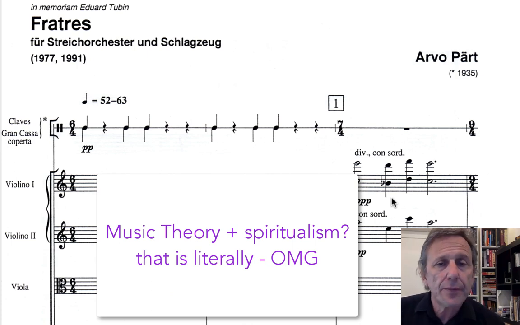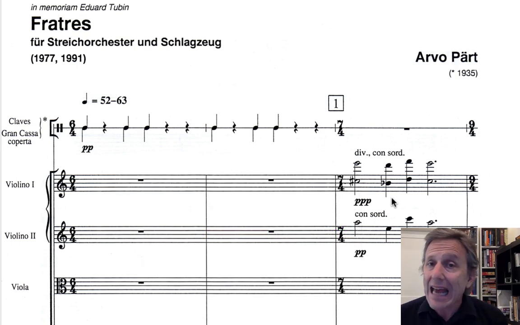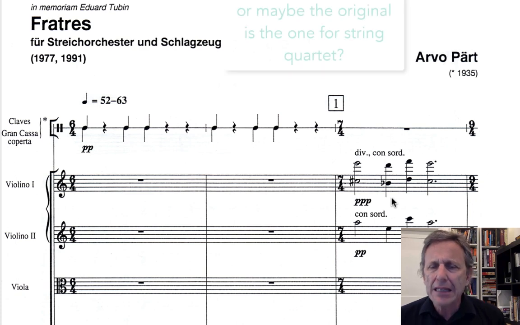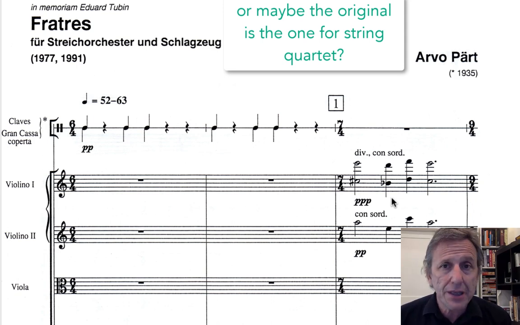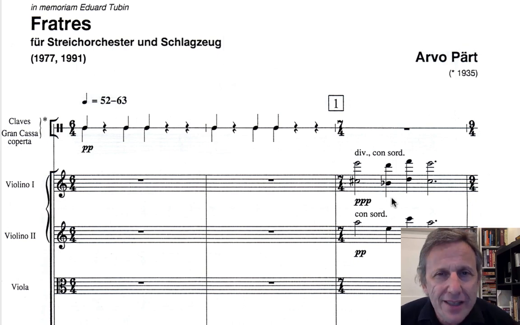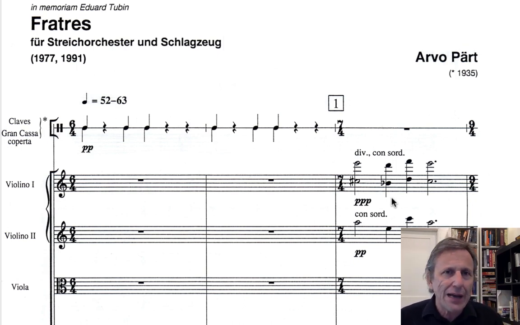So let's get started. Here's a score for Fratres, and I have to say there's lots of different pieces called Fratres, and we'll see why. This is, I think, the original, which is a string orchestra and some percussion. Later he wrote solo versions, then he wrote for violin and piano and cello and piano. And we'll see why that is. In a way, Fratres is a constellation of pieces that are organized around the same musical material.